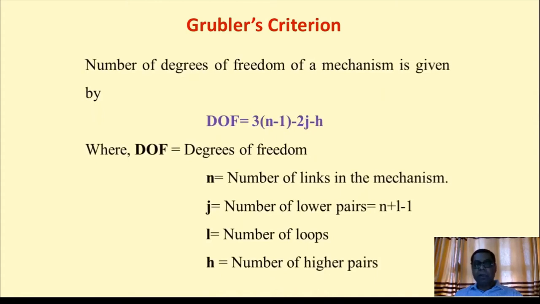According to Grubler's criterion, the degree of freedom of a system is equal to 3(n minus 1) minus 2j minus h, where n is the number of links in the mechanism, j is the number of lower pairs, l is the number of loops, and h is the number of higher pairs. If j is not available directly, then indirectly it can be found by n plus l minus 1.